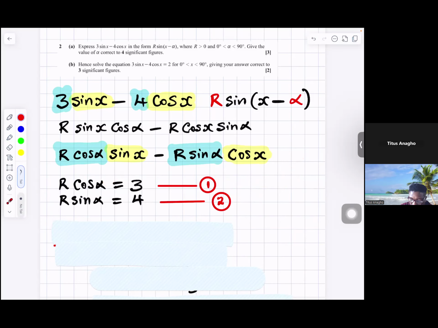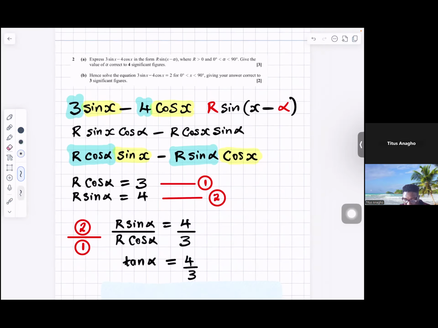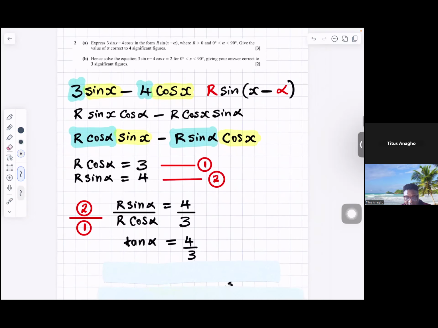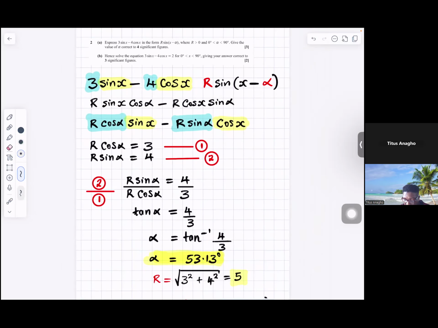You can divide equation 2 by 1, and then the r will cancel, and sine over cos will give you tangent, and then you have 4 divided by 3. So that's what we do here. It becomes tan alpha equals 4 divided by 3. And to get alpha, you do inverse tangent of 4 over 3, and that'll give you 53.13 degrees.